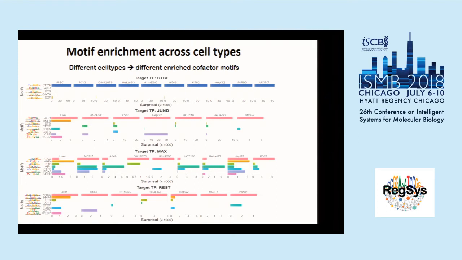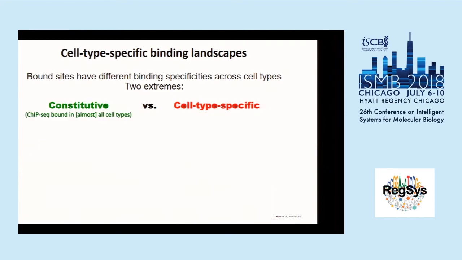And this is the sort of main obstacle surmounted by the top performing methods in the challenge. And so we next want to investigate how these predictors behave in the presence of this varying cell type specificity of binding landscapes. So if we look at the bound sites, the binding landscape of a particular task, we can kind of generally divide it into these two extremes: constitutively bound in almost all cell types, and cell type specifically bound. And we can break the bound sites down by what other cell types they're bound in.